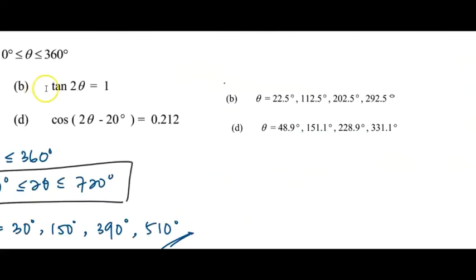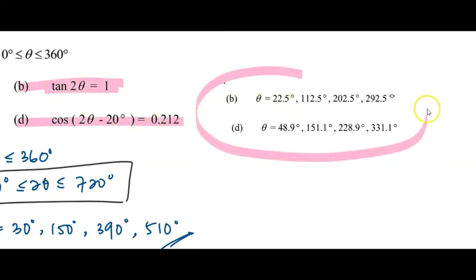Okay. For this question, B and D, I'll leave it for your practice. And the answer is over here. This is the answer for B, which is for tangent 2 theta equals to 1. Yeah, this is the solution for the question B. And this is the solution for the question D.